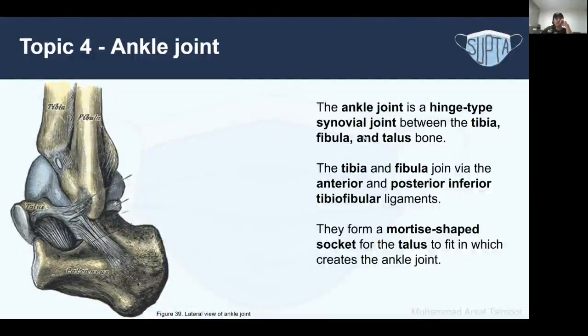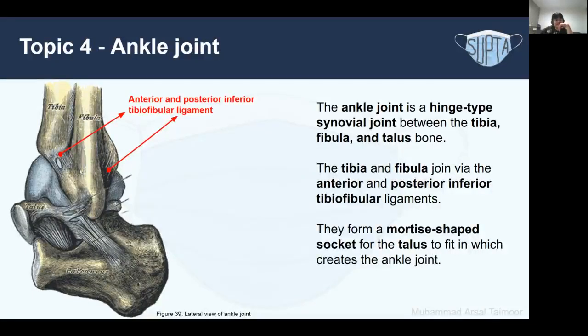Now, the ankle joint is hinge type. Again, it's a synovial joint. It's between the tibia, fibula, and talus. The tibia and fibula will join via these ligaments. So you can see the tibia, fibula, and then you've got the talus around here. Like I mentioned earlier, there's a Maltese-shaped socket, or even joint, if you could call it that, that allows the talus to fit with the rest of the bones and form that ankle joint.